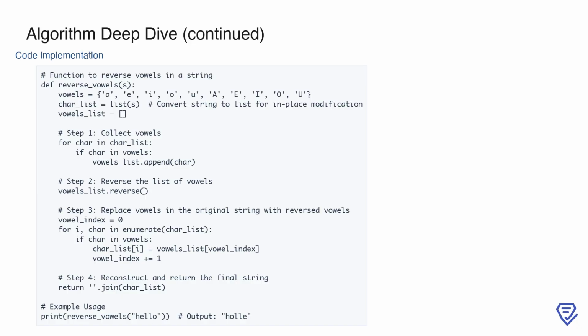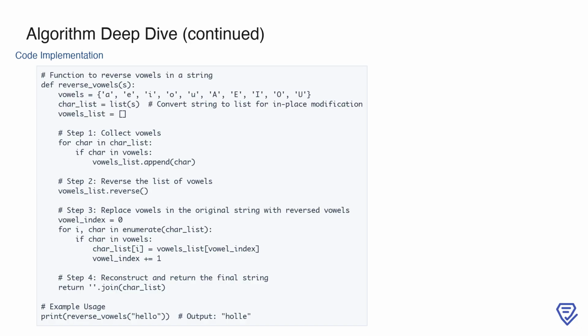Once all vowels are collected, the list is reversed. This reversal ensures that the vowels are ready to be reinserted in the opposite order. Next, we replace the original vowels in the string with the reversed vowels. Using another loop, we iterate through the character list, and whenever we encounter a vowel, we replace it with the next vowel in the reversed vowels_list. A pointer, vowel_index, keeps track of our position in the reversed list, ensuring the replacement occurs sequentially.